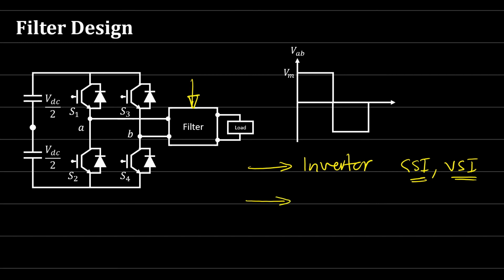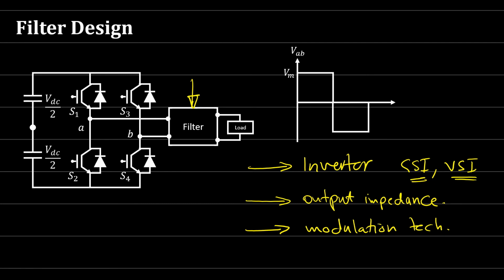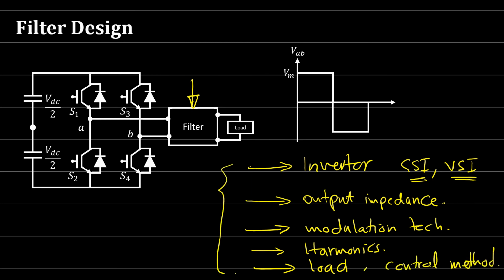Another consideration is the output impedance of the inverter. Here we have also what we call the modulation techniques like unipolar, bipolar, pulse width modulated waveform. Have you eliminated the harmonics or not? It also depends on the harmonics. What else? The load and the control method. So all these factors must be taken into consideration when you try to design your filter, or when you obtain the ratings of your components.